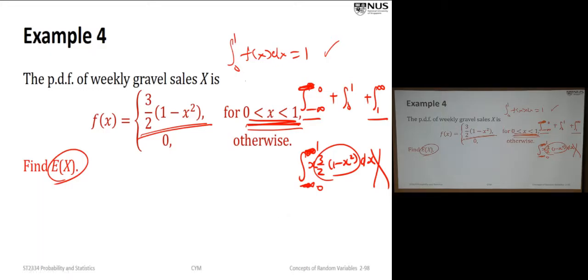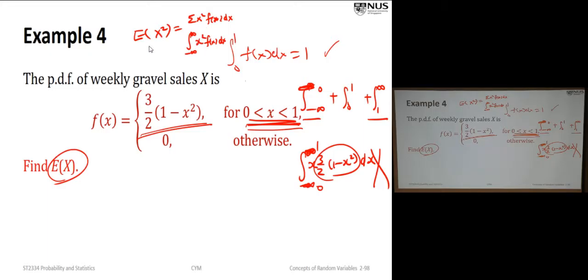Hey, how about expectation of x squared? It's the same thing. You just have to replace. For continuous or discrete, it's the same thing. For continuous, it's integrate from minus infinity to infinity, x squared times f of x dx. Or summation of x squared f of x over all possible x values. How about x cubed? I replace this by x cubed. How about sine x? Replace this by sine x.